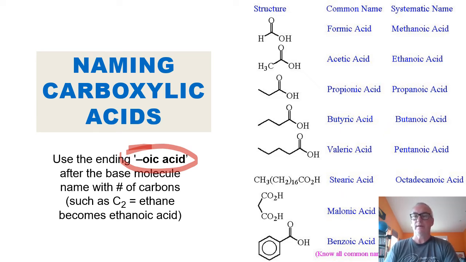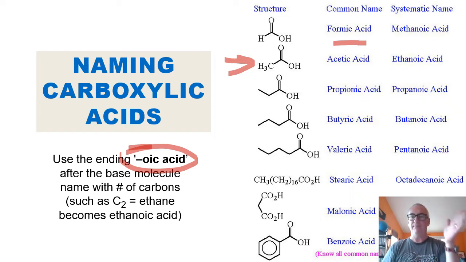So formic acid, that's the common name, since it's made with methane with a carboxylic acid group, the actual scientific name is methanoic acid. Acetic acid, which we're all familiar with, is ethanoic acid, and then propanoic, and then butanoic, and so on and so forth. So very straightforward to name these particular compounds.